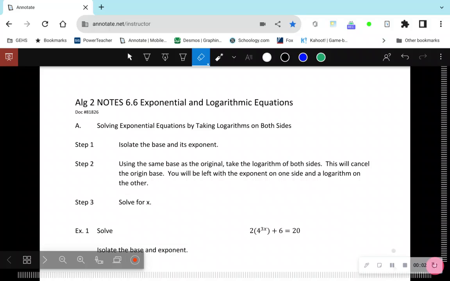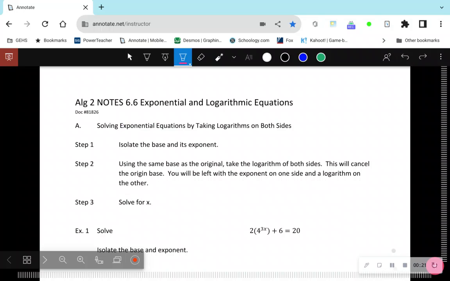Okay, this is Mr. Peterson, and I'm going to be teaching you how to solve equations involving exponents and logarithms. And this is Algebra 2, Section 6.6. So we're going to start with the exponential versions.